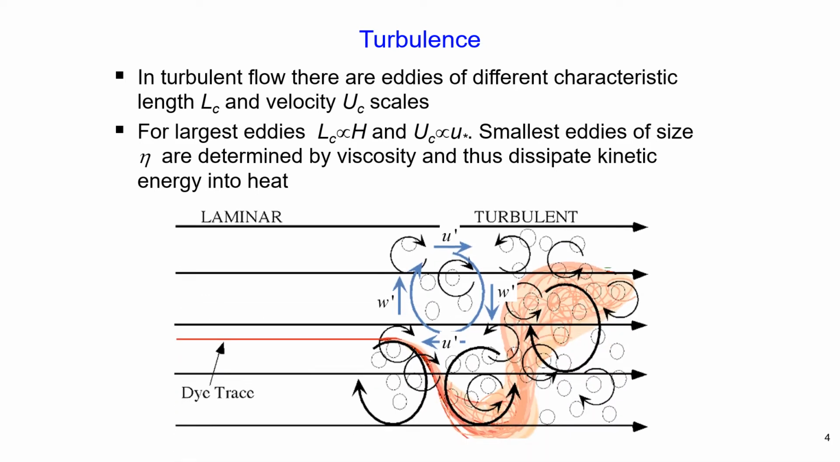If you imagine laminar flow, all streamlines are moving parallel to each other. You can visualize the flow by injecting dye into it, and all streamlines will be parallel to each other. When you have turbulent flow, you have a lot of eddies generated within the flow with different characteristic lengths and different characteristic velocity scales. There is a lot of mixing occurring, and those eddies are of different sizes. And the smallest size, as I already said, is controlled and determined by viscosity.